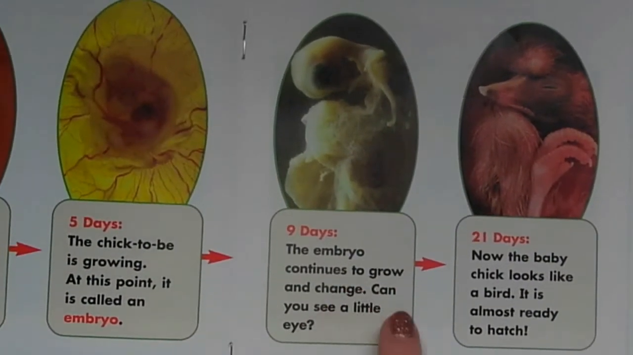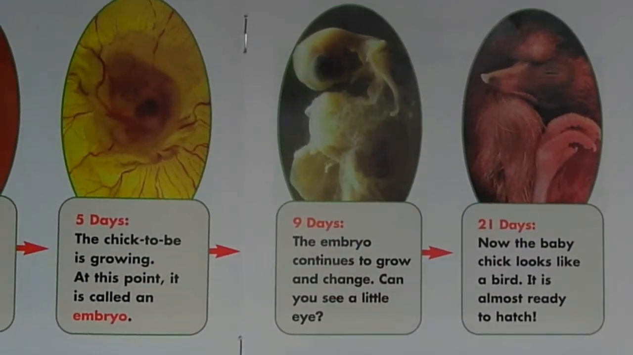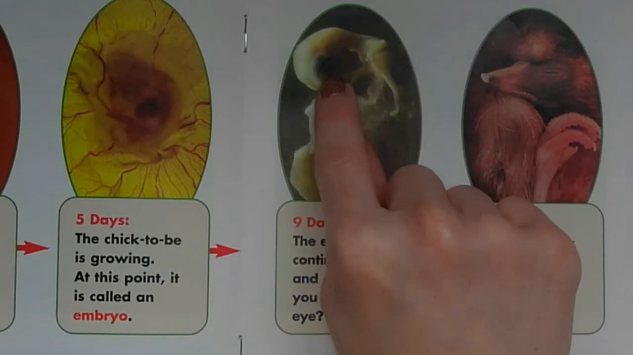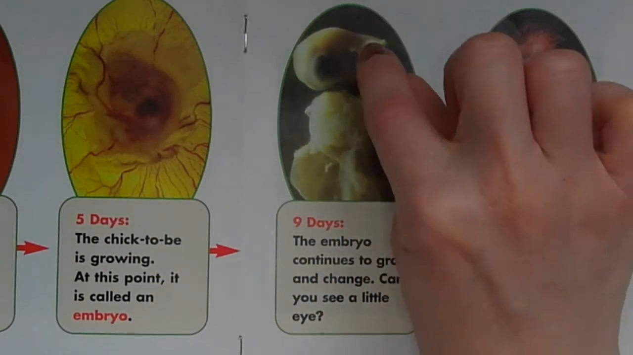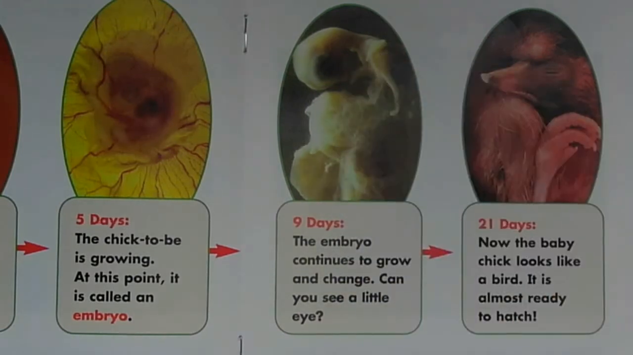And at day 9 or 9 days, the embryo continues to grow and change. Can you see a little eye? I want you to see if you can spot it, but I bet you can, and it's right there. And you can even see the beginning of the back, and you can see its wings beginning. It's pretty neat to see.